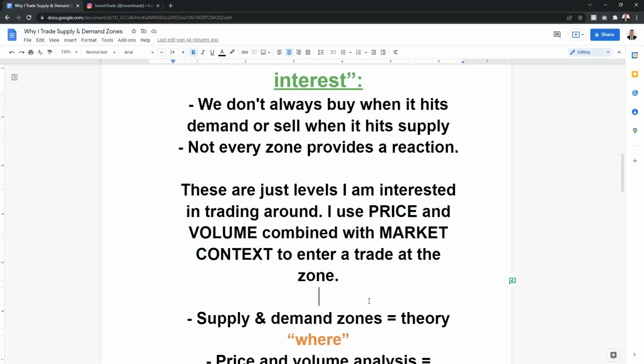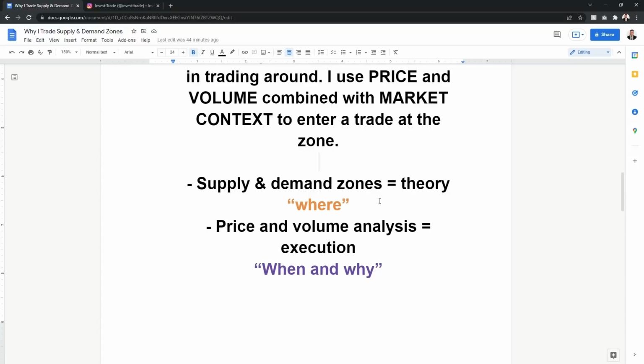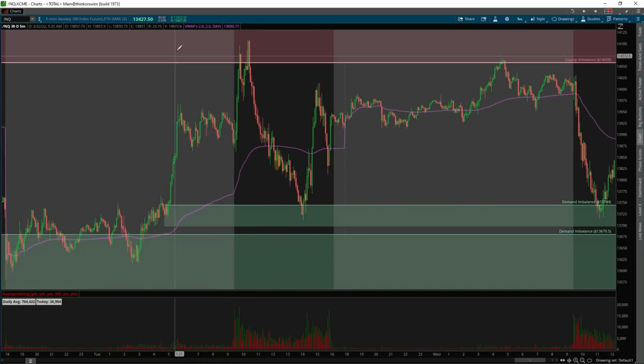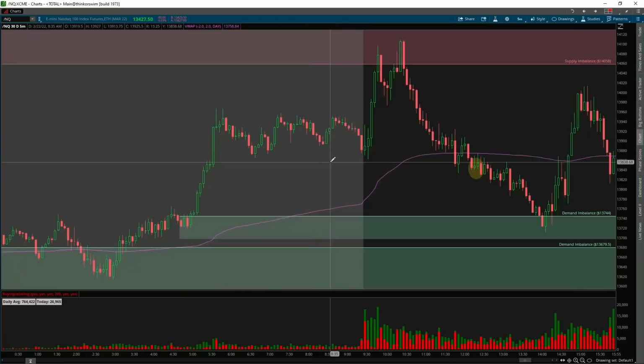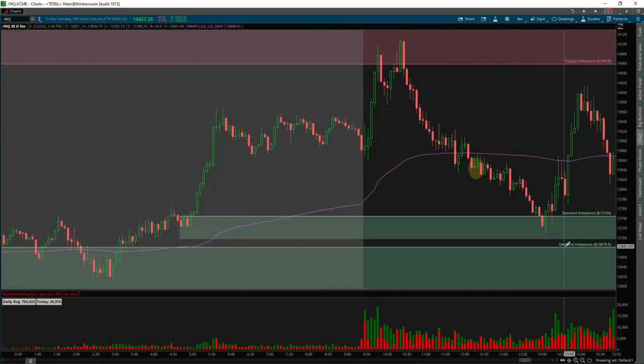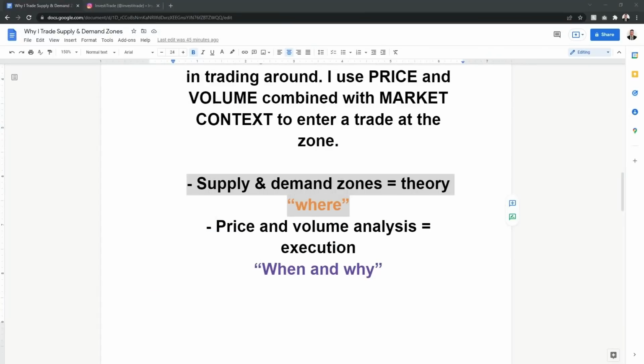To simplify this, I look at it like this. Supply and demand zones give me my theory. They're where I'm interested in trading. Just because we have supply doesn't mean I'm looking to take the market short. Just because we have demand does not mean I'm looking to take the market long. It's a factor that, hey, we are rallying inside of supply, or we are selling off into demand. Okay, I have an alert set. I'm watching to see what price does here, and if it gives me some type of indication or clue, then I may take a trading decision off of that.